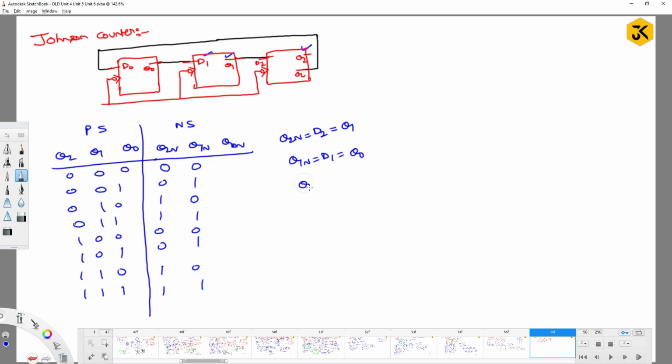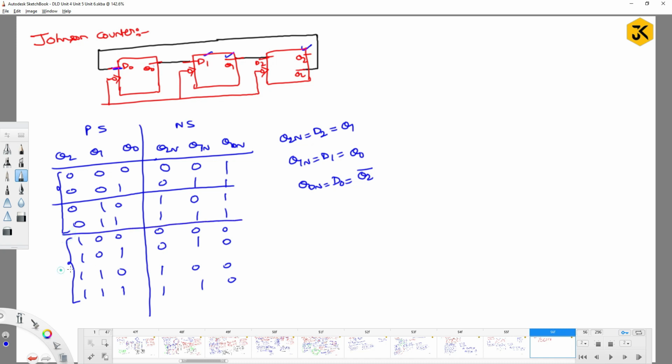What about Q0n? Q0n is going to be the input of D0, meaning whatever value you pass at D0 will be the output. But D0 depends on Q2 complement, so you can write it as Q2 complement. Q2 complement of all zeros means 4 ones, and all 4 ones means 4 zeros. To avoid confusion, let's try to draw the lines. Now try to analyze it.